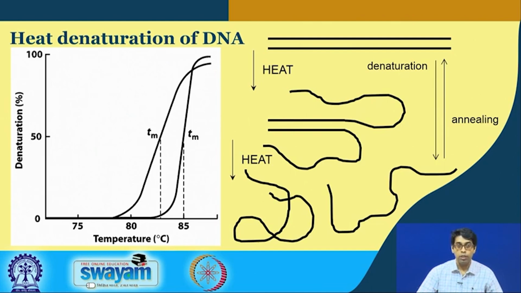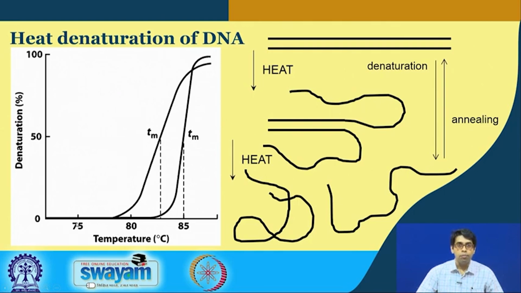So, depending on how much GC content is there in the DNA, the amount of heat that will be required to denature a particular double stranded DNA will increase, and that can be easily measured by a very simple property called the melting temperature. So, what we are plotting here is, suppose we have taken two different DNA solutions. Let us say the first one is A and the second one is B.